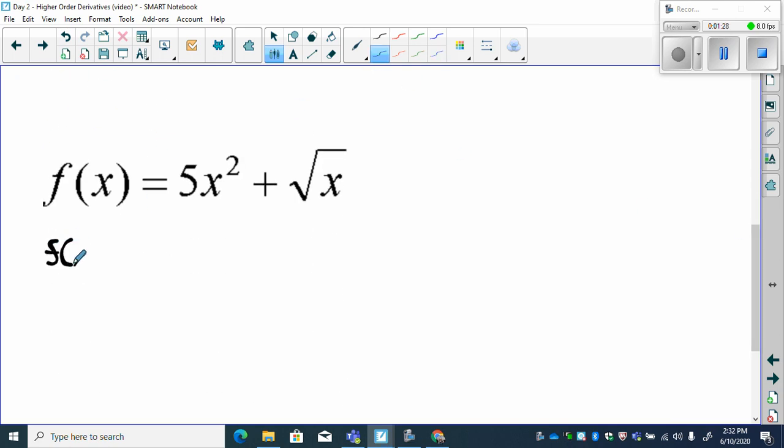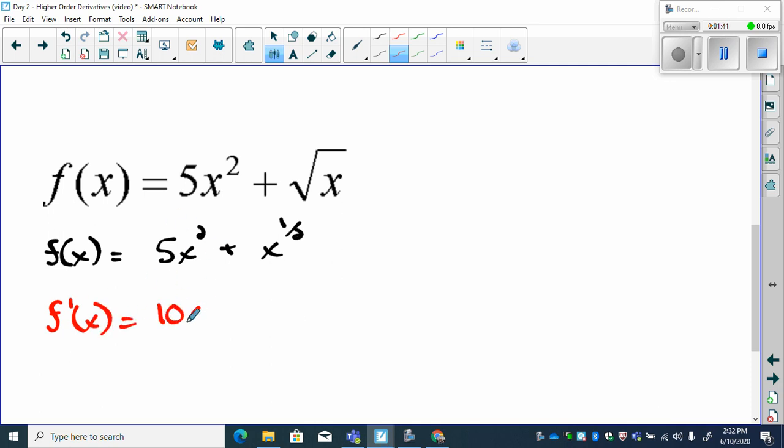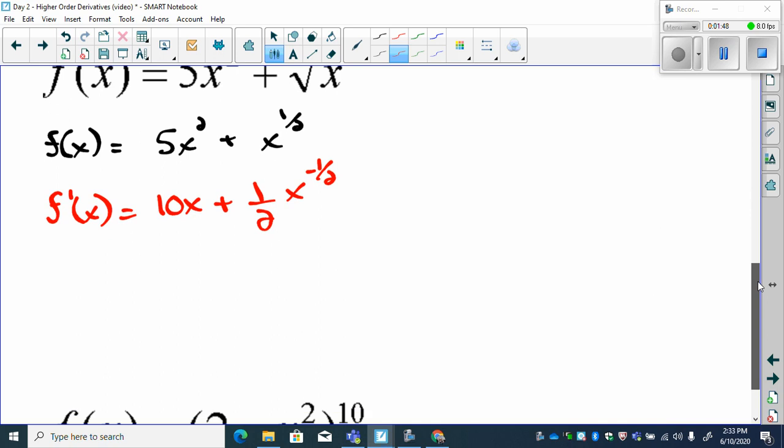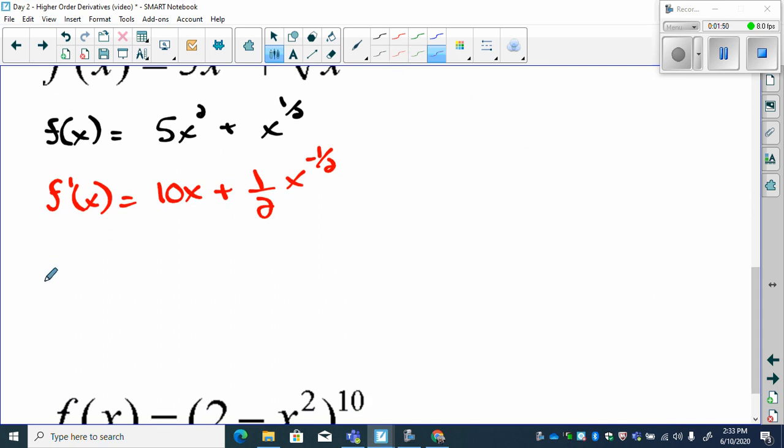f of x, I'll just clean this up, write it as a power function, and now I can do the derivative. f prime x, the derivative of this would be 10x to the first plus the derivative of this, 1/2 x to the negative 1/2. f double prime, the derivative of 10x would be 10. The derivative of 1/2 x to the negative 1/2 would be negative 1/4 x to the negative 3/2.